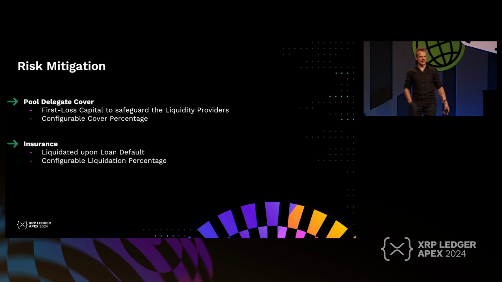On the other extreme, if the pool delegate decides to protect the entirety of the liquidity pool, then the pool delegate is taking upon all of the risk on themselves, but this might mean that the interest rates or the fees are higher, so it would be more difficult to attract the borrowers. So it's a very delicate balancing game between making the pool attractive for the liquidity providers and making the pool attractive for the borrowers.